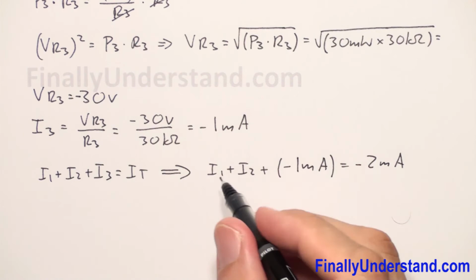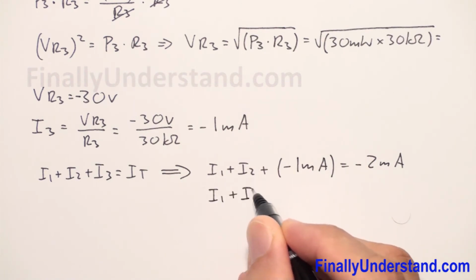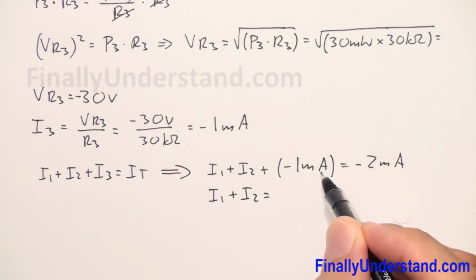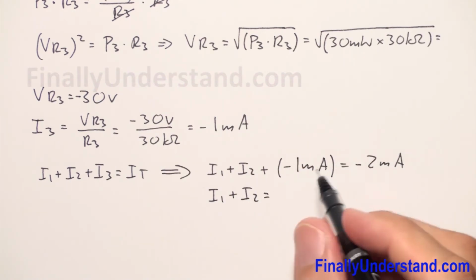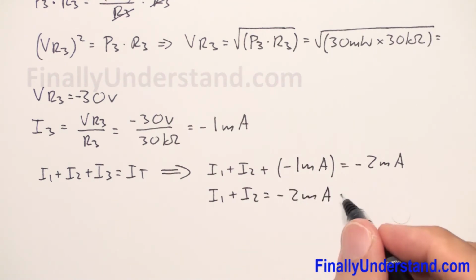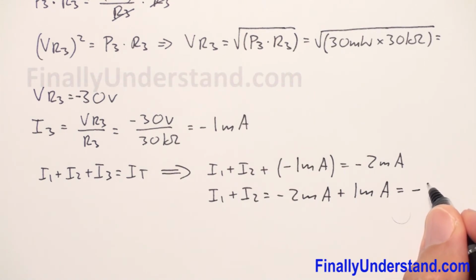So now we have I1 plus I2 is equal to, I'm going to move this negative 1 milliamp to the right side. So I have negative 2 milliamps. I have to change the sign to positive, so I have plus 1 milliamp. This is equal to negative 1 milliamp.